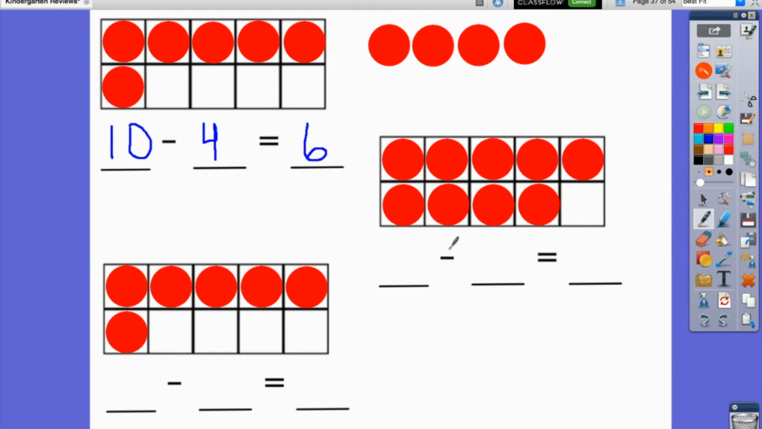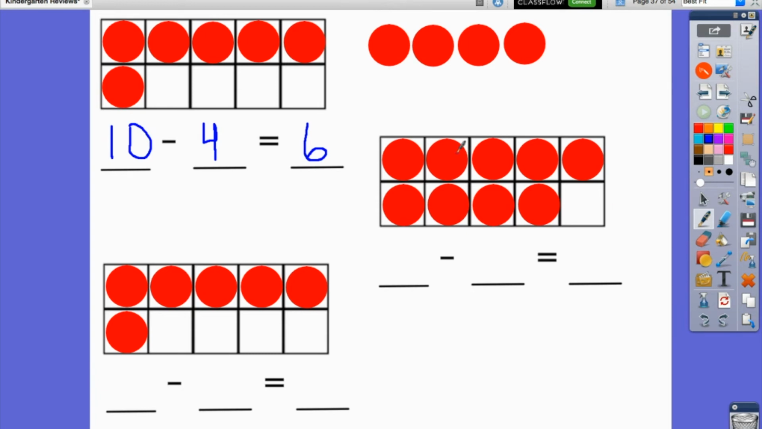How many counters are there? I want you to turn to a friend or a partner nearby and tell them how many counters you see on our 10 frame. Put your finger on your nose if you know that there are 9 counters in the 10 frame. Put your finger on your nose if you know that there are 9 counters.